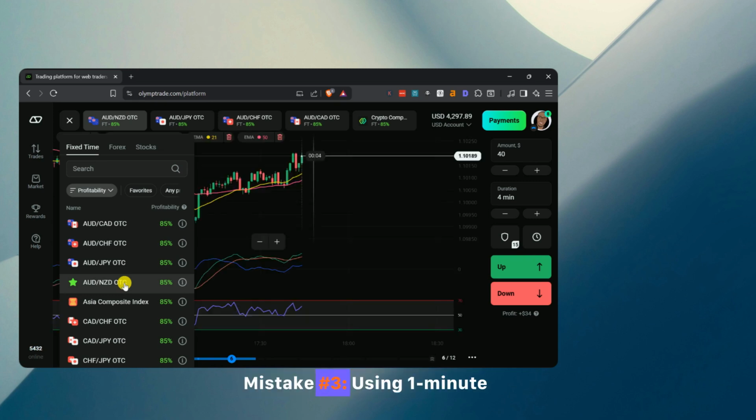Mistake number 3, using 1-minute charts with these indicators. They work best on 5-minute or 15-minute charts on Olymp Trade. Lower time frames create too much noise.